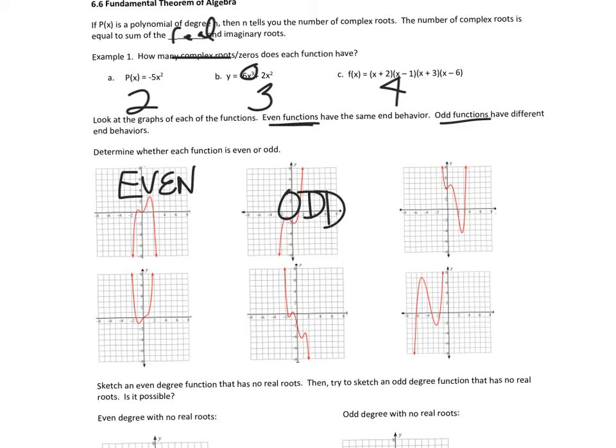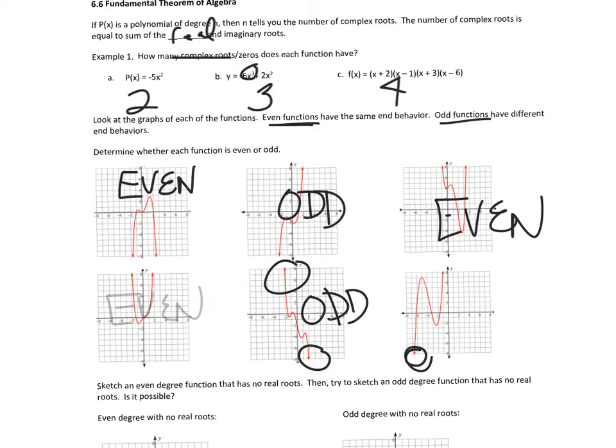The third one, from the left, you're starting at positive infinity and you're ending at positive infinity. These are the same, so it's an even degree function. These two are both starting at positive infinity and ending at positive infinity. So that's even. And this is starting at positive and ending at negative, so that's odd. And this one's starting at negative and ending at positive, so that's odd.